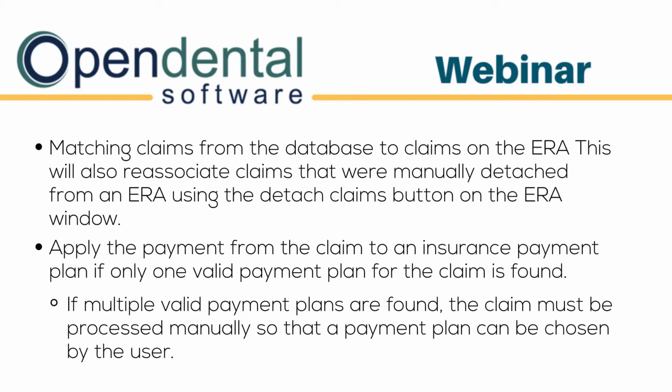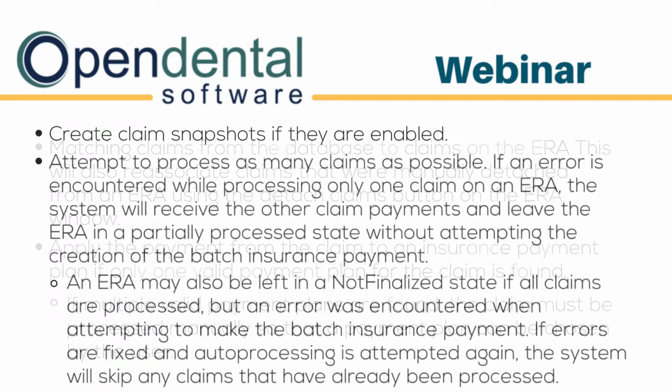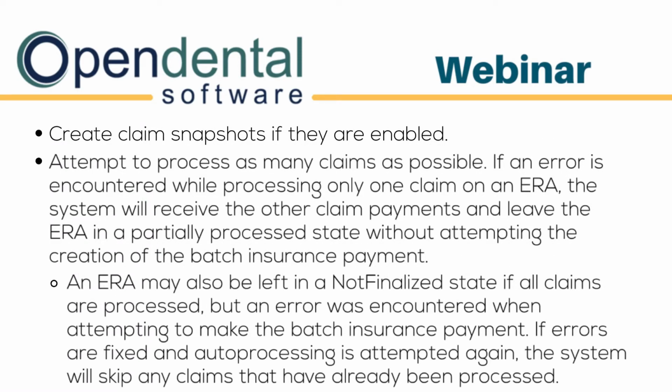It's going to apply the payment for the claim to the insurance plan payment if there's only one valid payment plan for the claim. However, if there's multiple valid payment plans found, the claim must be processed manually so that a payment plan can be chosen by the user. It'll create claim snapshots if they are enabled. It'll attempt to process as many claims as possible.